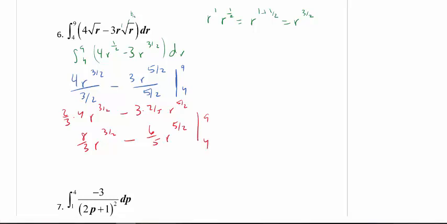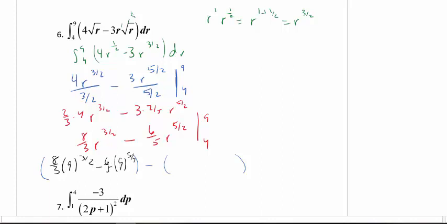Now I'm going to evaluate for each piece. So 8/3, 9 to the 3/2 minus 6/5, 9 to the 5/2. Show me that step, so I know that what you're typing in your calculator is what you should be doing. Here I'd have 8/3, 4 to the 3/2 minus 6/5, 4 to the 5/2.